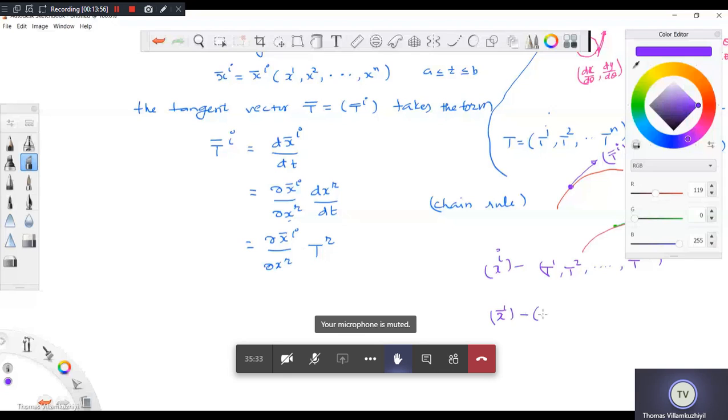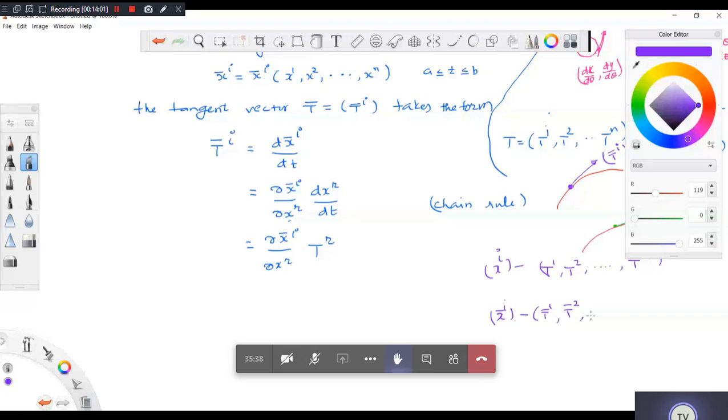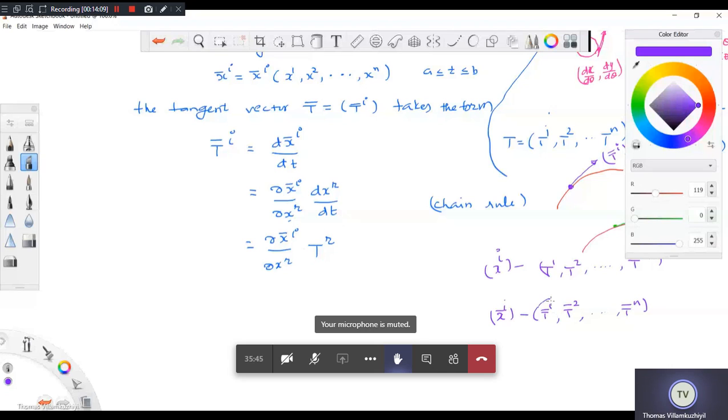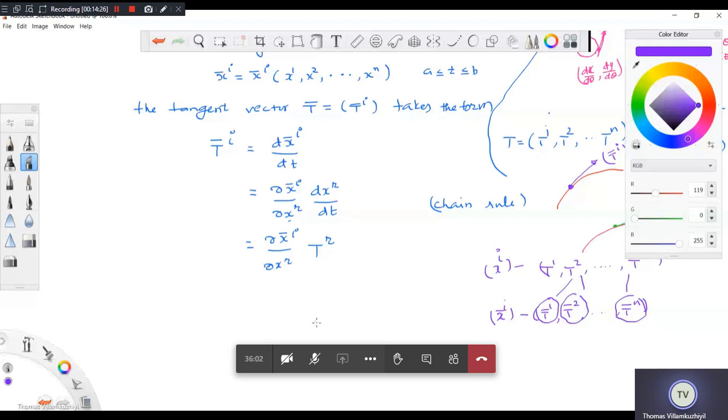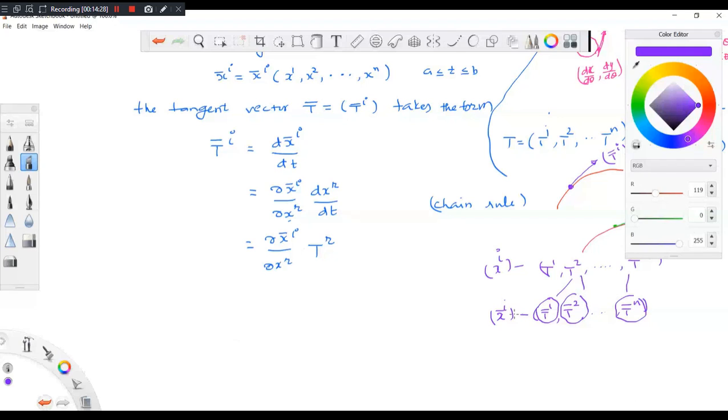So that is t bar 1, t bar 2, etc., t bar n. Now the question is how the component t1 bar is related to this, how t2 bar is related to this, how tn bar is related to this, if you change the coordinate system. When you change the coordinate system, what one understands is that the components change. So how do they change?